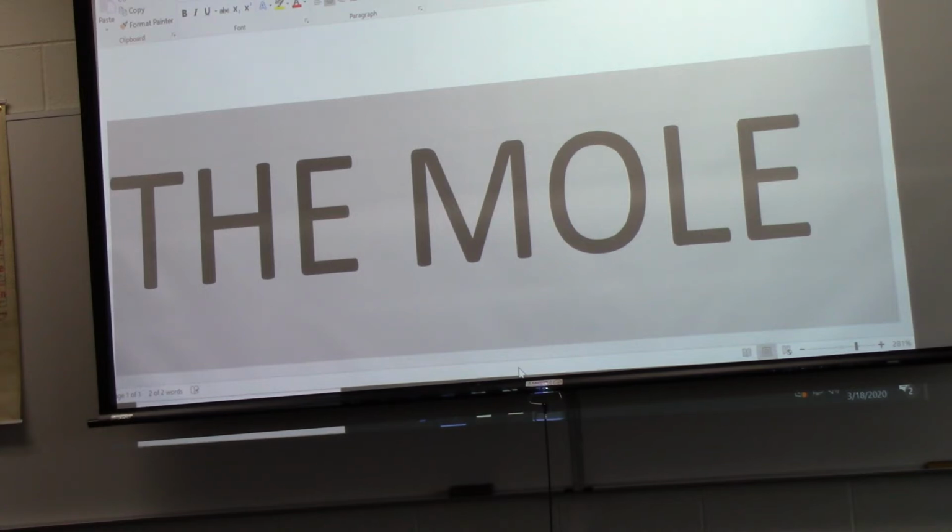But let's get started. And so where we left off was something called the mole. And the mole is a quantity, and it's a way of measuring chemicals for chemical experiments. When we write a chemical equation, it tells me how much of each one of the chemicals I need to add to each other for the reaction to take place.